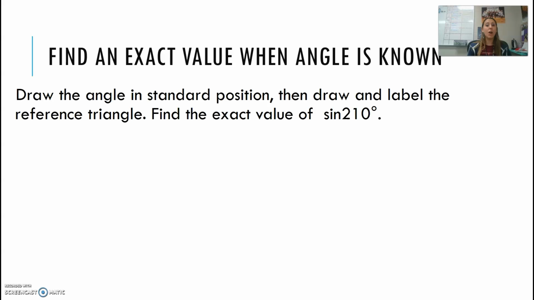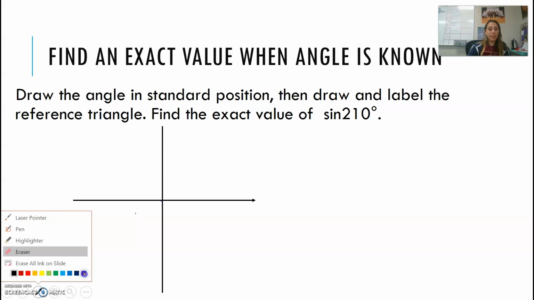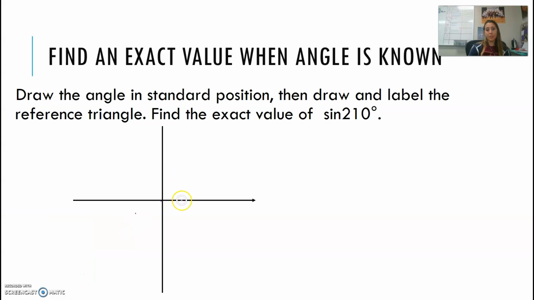All right, so now on to new things. Okay, so we're going to draw this angle in standard position and then draw and label. So we are going to go ahead and get that 210-degree thing. So we're going to start at 0 and work our way around. So 90, 180, and right there.